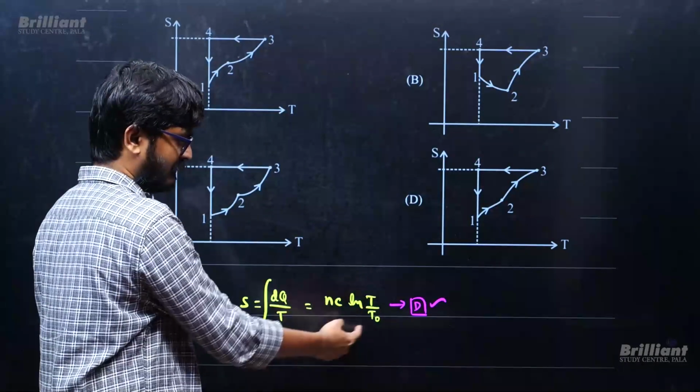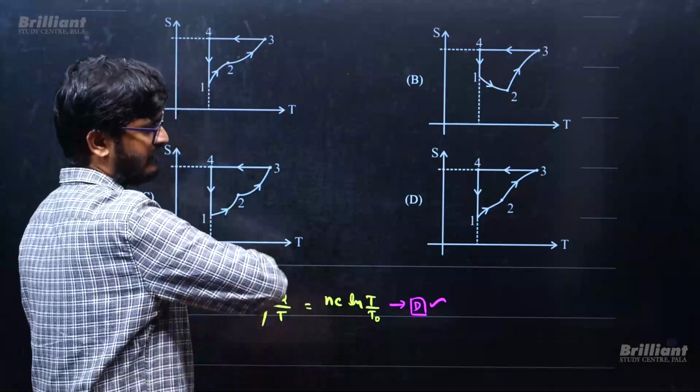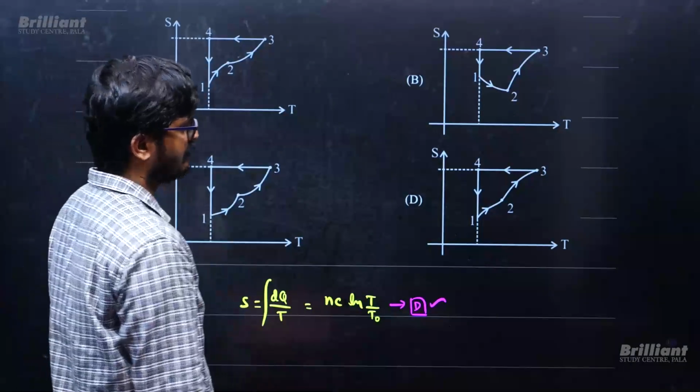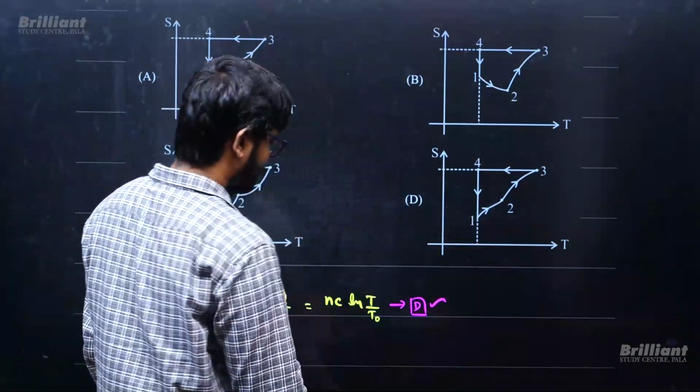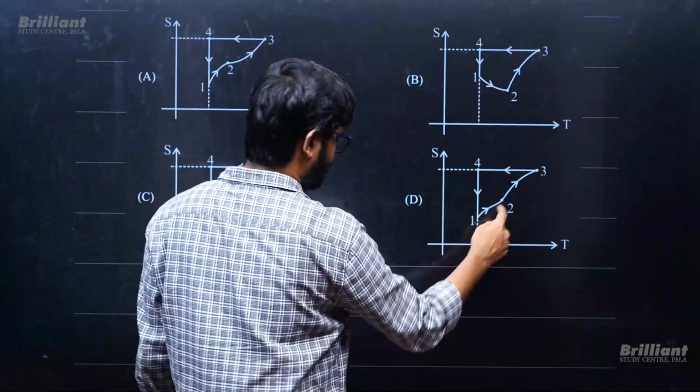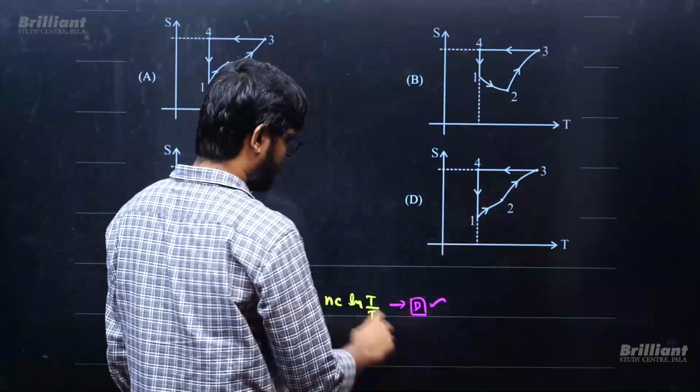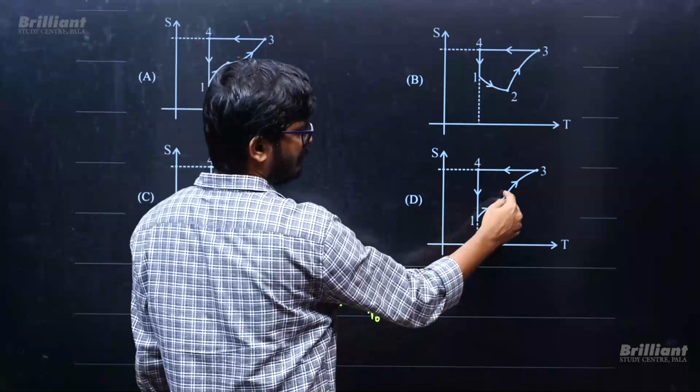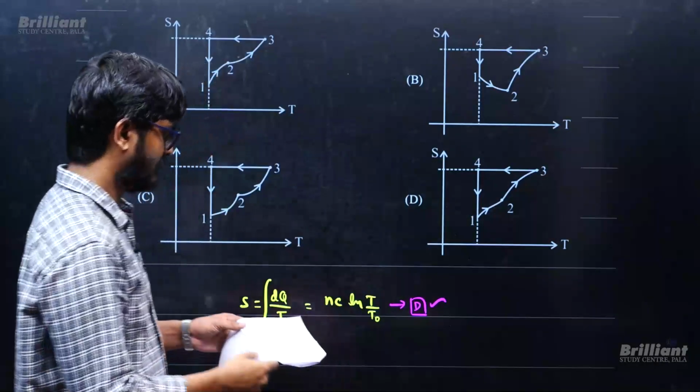So this graph we need to plot, the log T graph. The log T graph is going to be something like this. But the C value is going to be different for this curve and different for this curve. So the C values will be different, and you will see there is a difference in the curves.